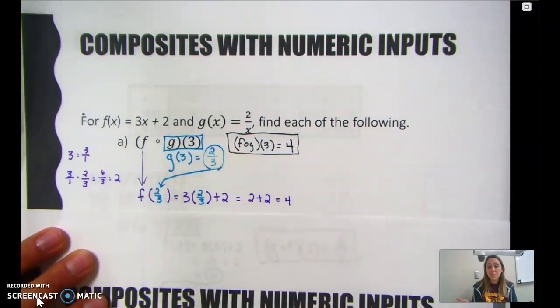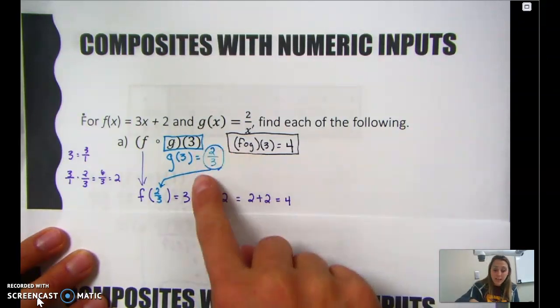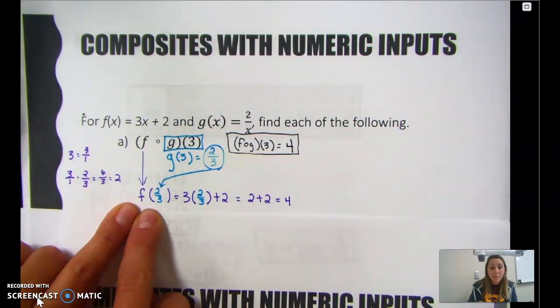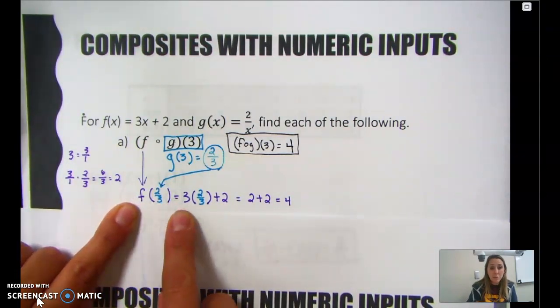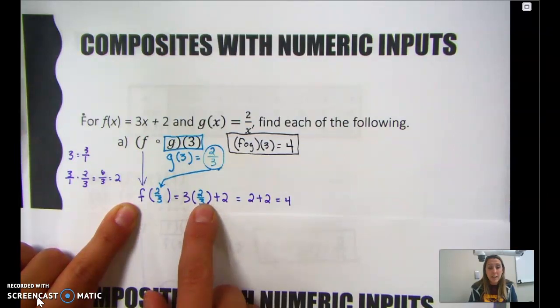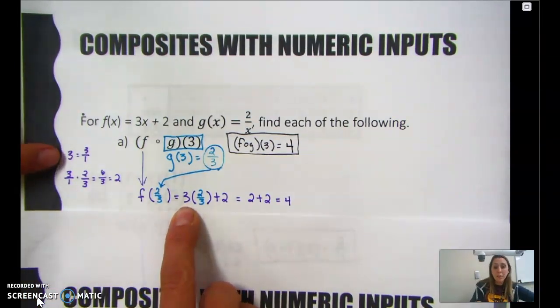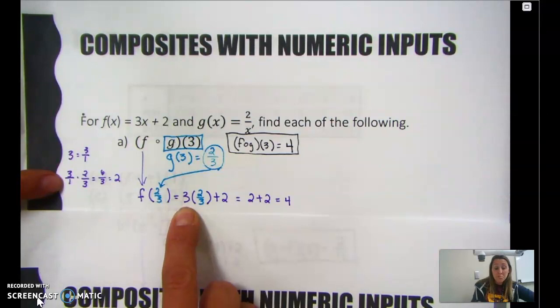And there's nothing left to simplify, so I take that new output, and that becomes my input for my f function. So now I have f of 2/3 is equal to, again, everywhere I see an x, I'm going to replace it with my new input. So 3 times, because 3x, so 3 times 2/3 plus 2. Whenever I have a whole number times a fraction, I just need to remember that 3 as a fraction is just 3 over 1.